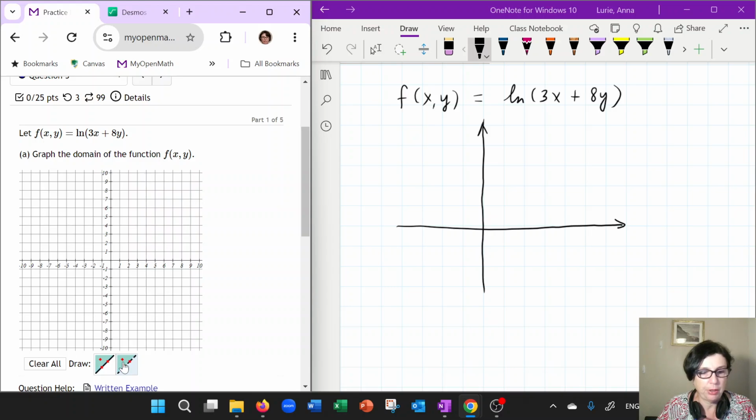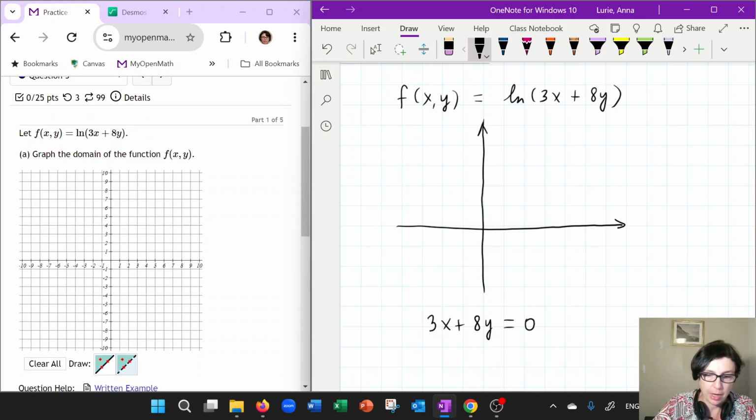Now, this option requires me to, first of all, figure out what's going to be the boundary. So the boundary happens when the inside is actually equal to 0. So set the inside equal to 0. This is going to be the equation of a line. Now, I could solve this for y, but I just need 2 points. So for example, this line definitely goes through 0, 0. So that would be one point. And I just need one more point.